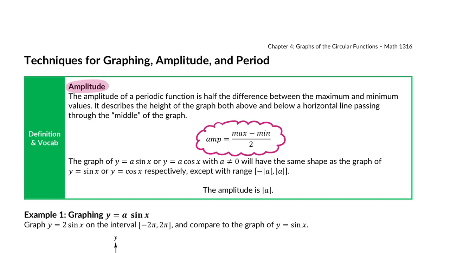The graph of a sine of x or a cosine of x, where a is not 0, will have the same shape as the graph of the parent functions, except that their range has been extended. So we're going to have numbers multiplied in front of either sine or cosine that are going to change our maximum and minimum values. One of them will be positive, one of them will be negative, but the amplitude itself is always positive because it's an absolute value. If you see a negative in front of a function, that just means it's been reflected instead of changing the amplitude to something negative. It's helpful to think about that.